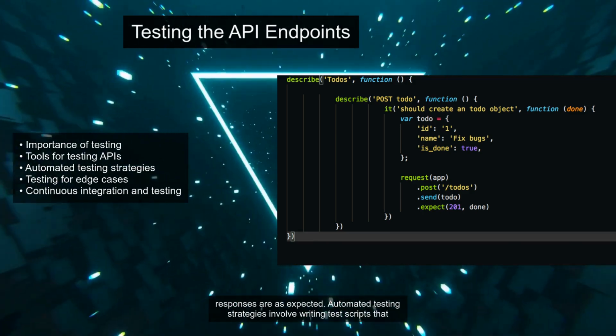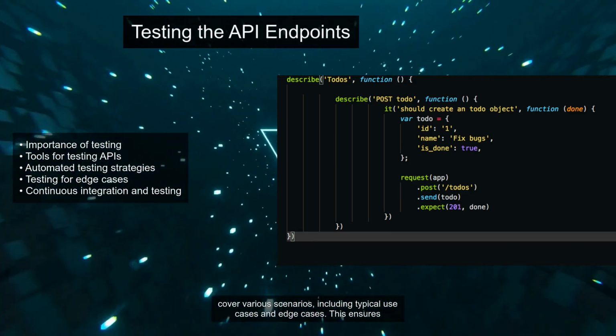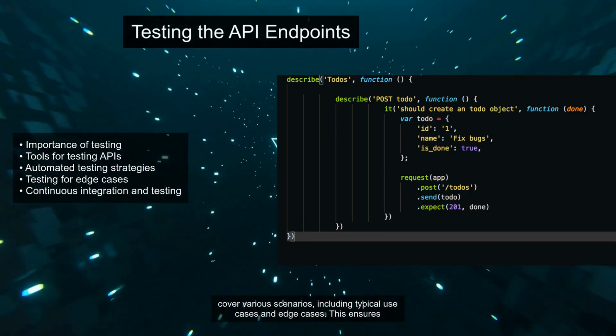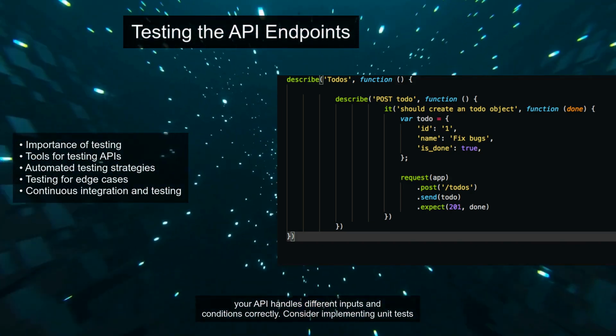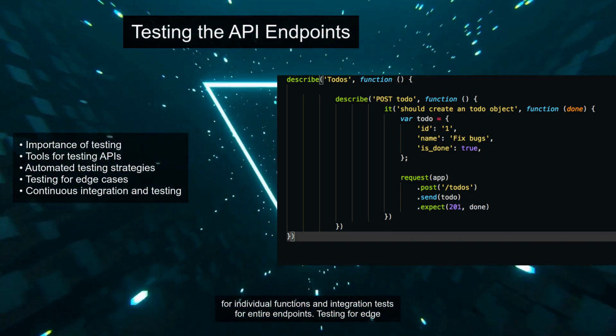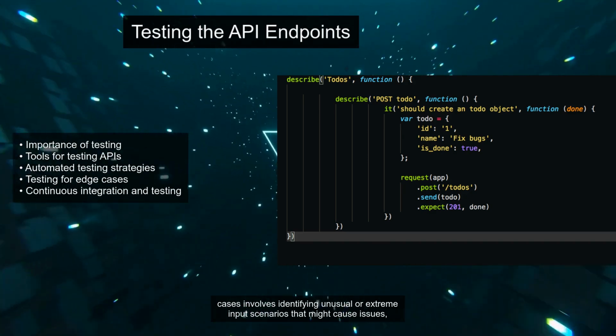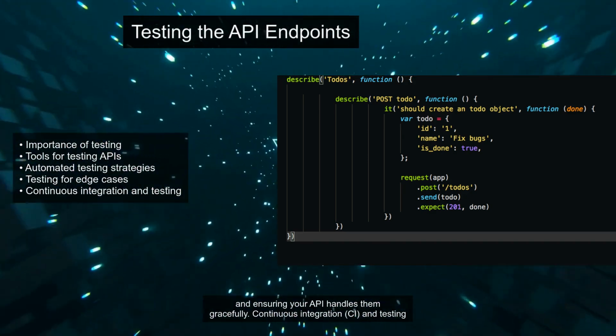Automated testing strategies involve writing test scripts that cover various scenarios, including typical use cases and edge cases. This ensures your API handles different inputs and conditions correctly. Consider implementing unit tests for individual functions and integration tests for entire endpoints. Testing for edge cases involves identifying unusual or extreme input scenarios that might cause issues, and ensuring your API handles them gracefully.